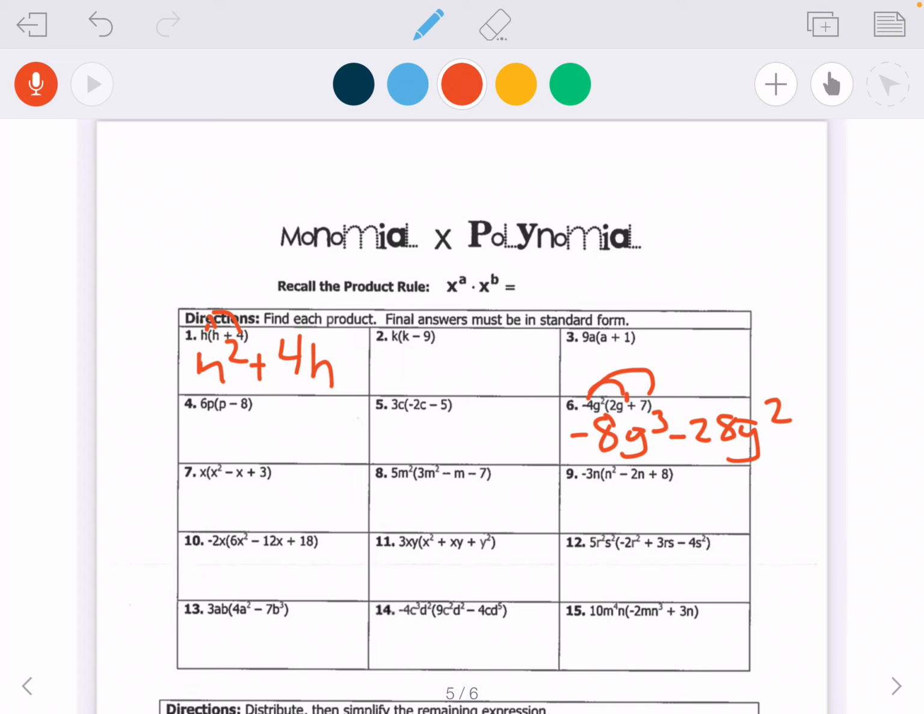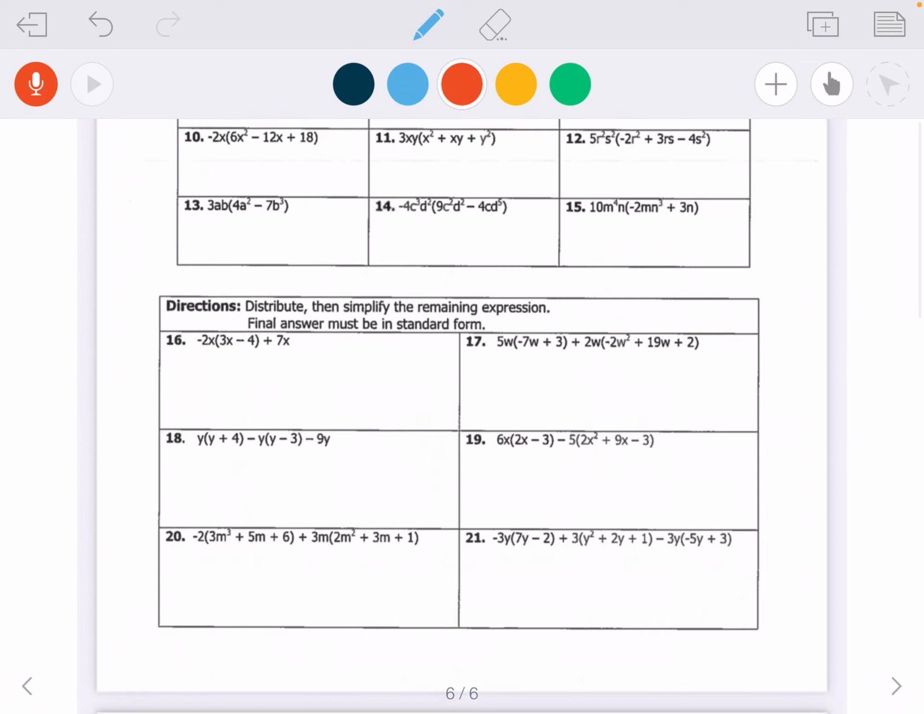Some of them get a little bit more difficult. I would encourage you to maybe pause the video and try some of the ones that might be a little bit more challenging, but we will also get to those a little bit more in class. The last thing I wanted to talk about was this last section, 16 through 21. So here we have to multiply, we have to distribute, or whatever you want to call it. And then we're going to also have to simplify our answer a little bit further potentially.